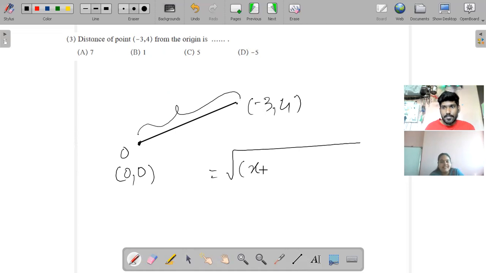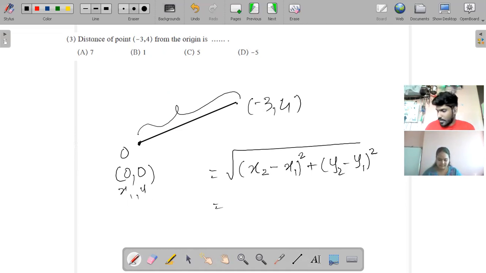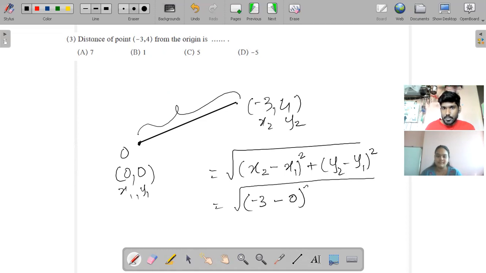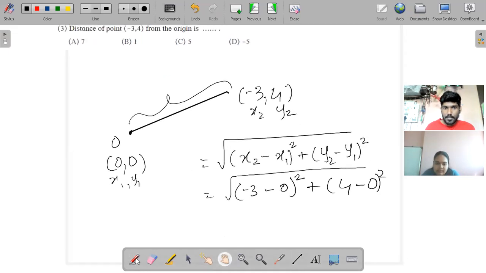Under root of x2 minus x1, the whole square, plus y2 minus y1, the whole square. So you take this to be x1, y1 and this to be x2, y2. Substitute. So x2 is minus 3 minus 0, the whole square, plus y2 is 4, y1 is 0, the whole square.